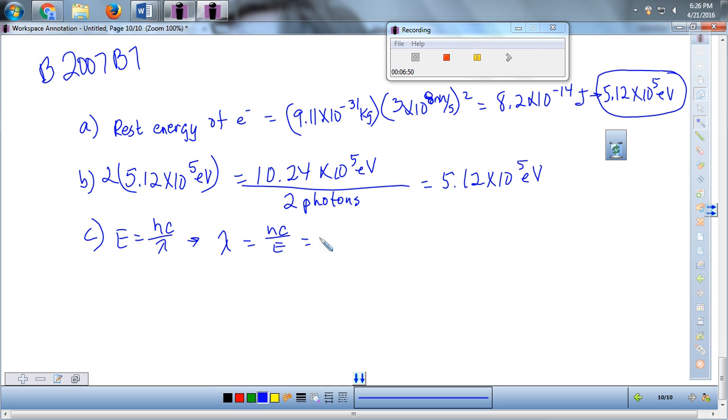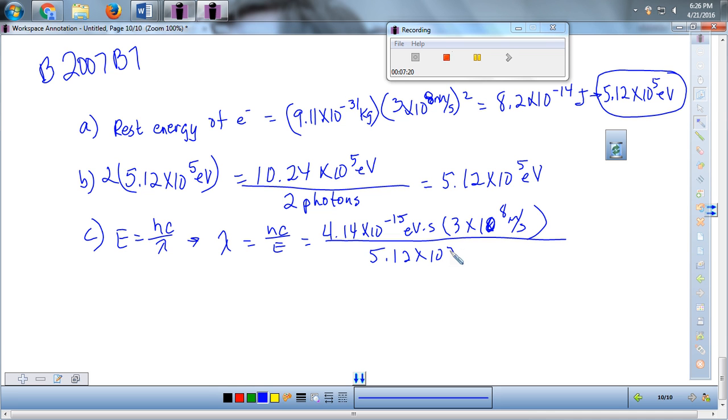So I put in Planck's constant. My energy is in electron volts, so I'm going to use Planck's constant in electron volts. That was 4.14 times 10 to the minus 15th electron volt seconds times 3 times 10 to the 8th meters per second, over my energy of 5.12 times 10 to the 5th eV. When I did that, I got my wavelength to be 2.42 times 10 to the minus 3 nanometers, because I think it really comes out to be 2.42 times 10 to the minus 12 meters.